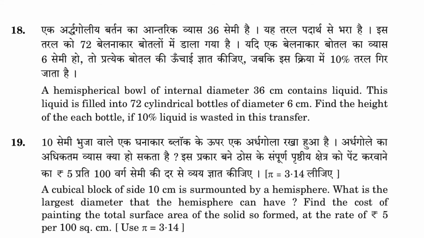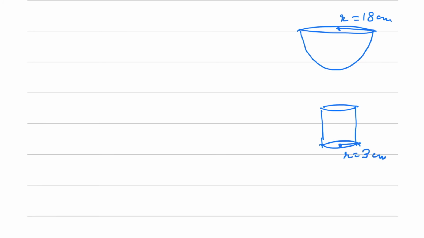Question 18. In this question, we are given a hemispherical bowl of internal diameter 36. So I'll take radius is equal to 18 centimeter. And the liquid in it is filled into 72 cylindrical bottles. So this is my cylindrical bottle of diameter 6. So radius is equal to 3 centimeter. We have 72 bottles. We have to find the height.